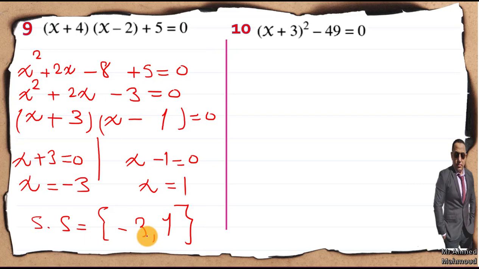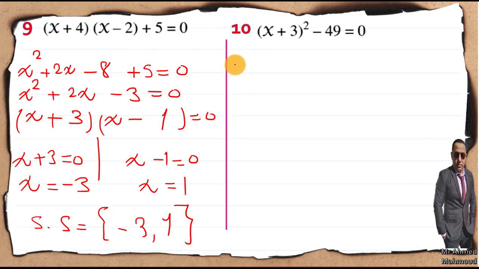Number 10. Here I have (x plus 3) squared minus 49 equals 0. I have 3 different ways to factorize or solve this one. The first way is to send the negative 49 to the right side and take the square root. Another way is to factorize by using the difference between two squares. And the third way is to expand the brackets. The three ways are correct, but I'm going to choose the factorize way.